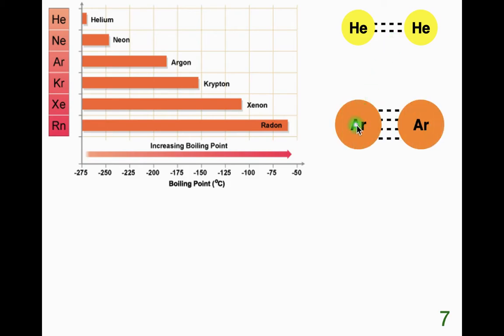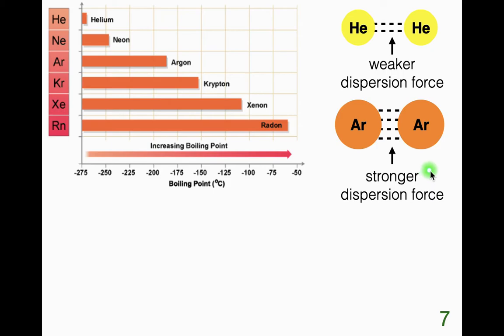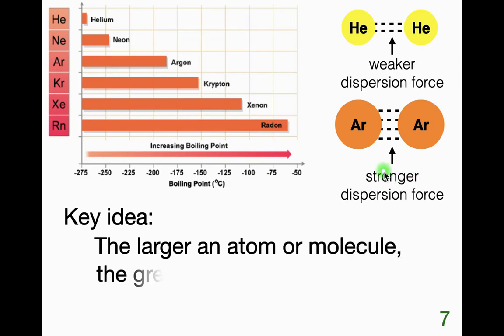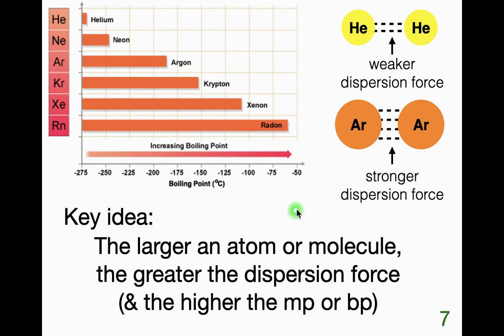Argon has 18 electrons, and so it's going to have more dispersion forces between the atoms. And so that's why argon has a higher boiling point than helium, simply because it has more electrons. As you go down the family, the melting and boiling point increases because the atoms get larger. Weak dispersion forces, stronger dispersion forces. Key takeaway here: the larger an atom or molecule, the greater the dispersion force, and therefore the higher the melting point or the boiling point.